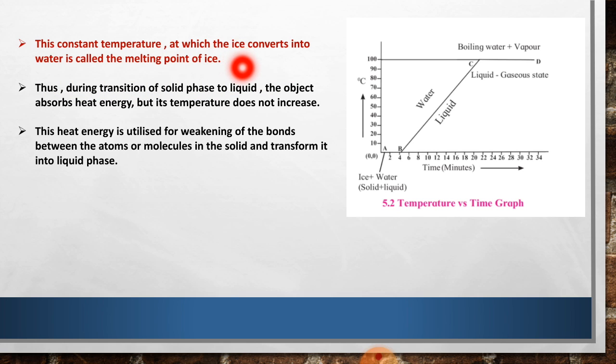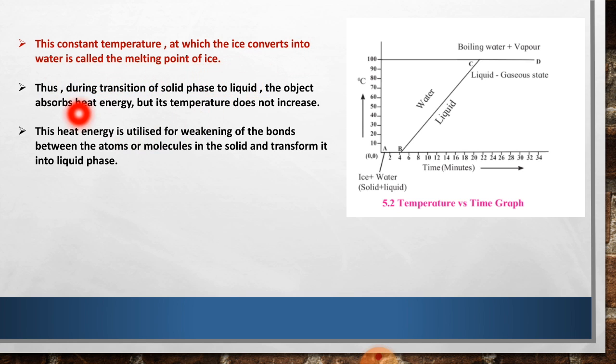Okay, ice is a solid phase. So when the solid phase gets converted into water, which means liquid phase, this point is called what? Melting point of ice. Simply you have to remember that when ice melts and converts into water, then it is called the melting point of ice.